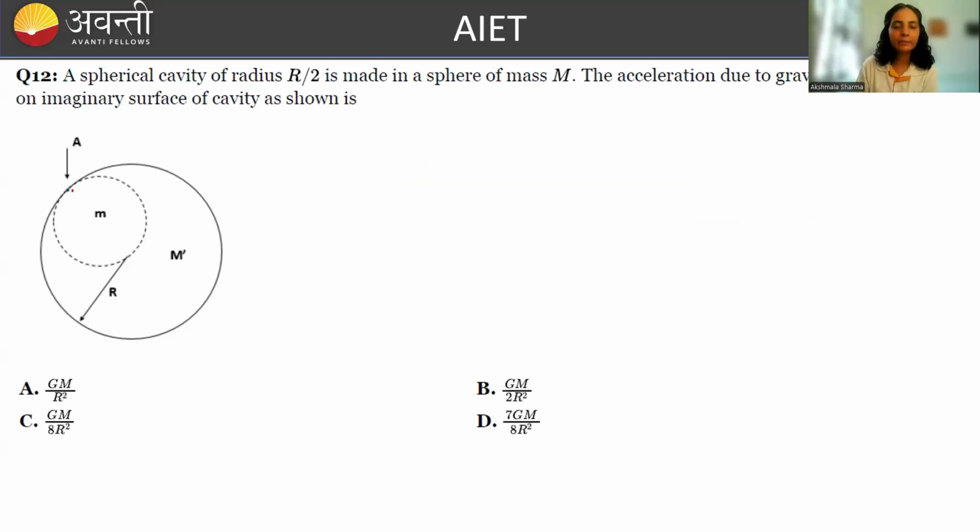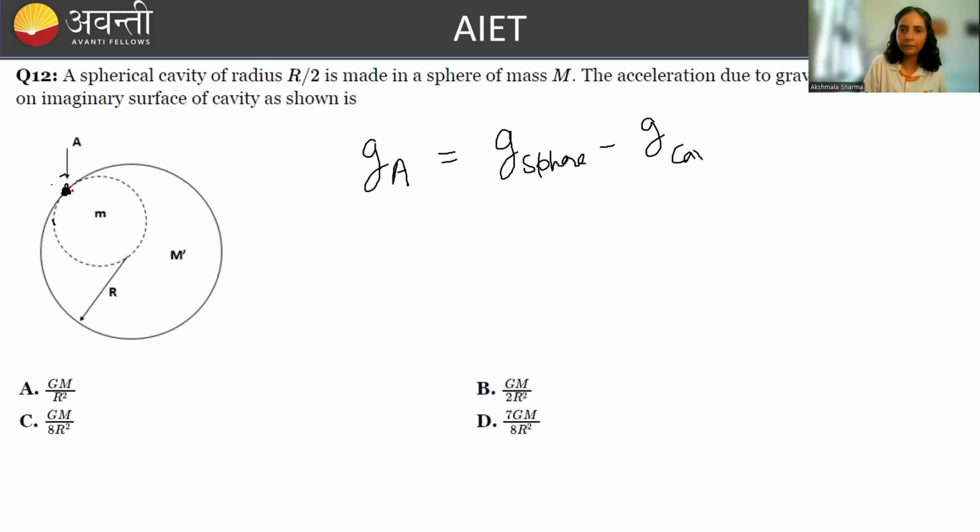Now, a spherical cavity of radius R by 2 is made in a sphere of mass M. The acceleration due to gravity at a point A on the imaginary surface of the cavity is shown in the figure. So we have to calculate acceleration due to gravity at this point when there is a cavity inside. If you look carefully, this point is on the surface of the bigger sphere and also on the surface of the cavity. So for a cavity, how do we calculate field? The gravitational field at point A will be equal to the gravitational field because of the whole sphere minus the gravitational field because of the cavity.